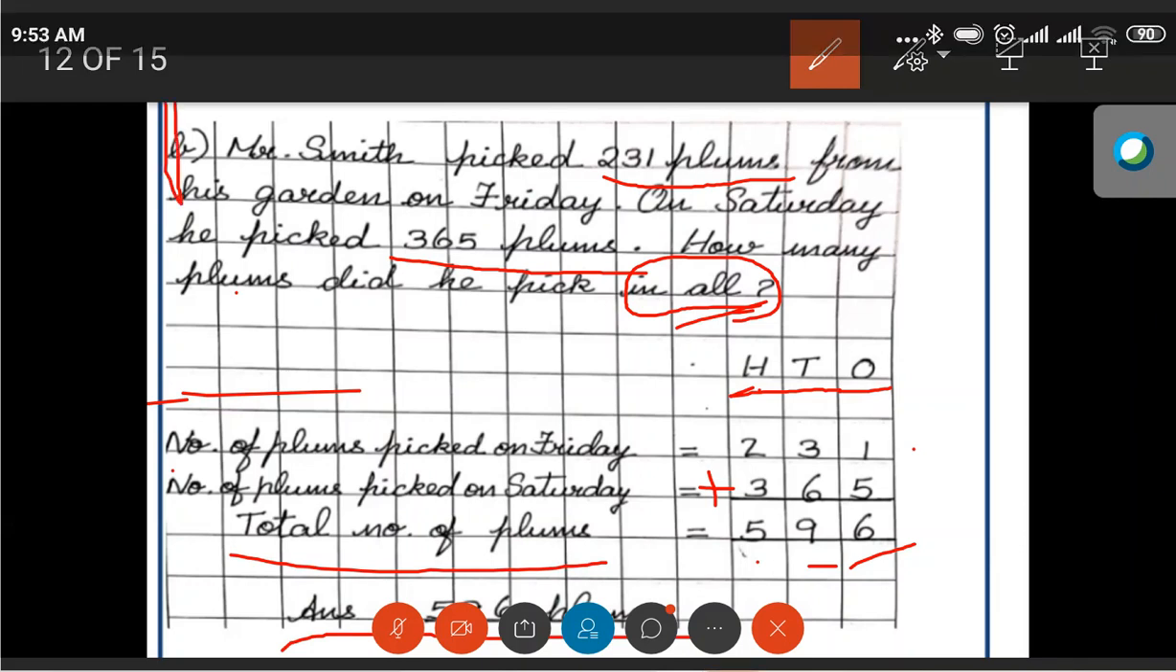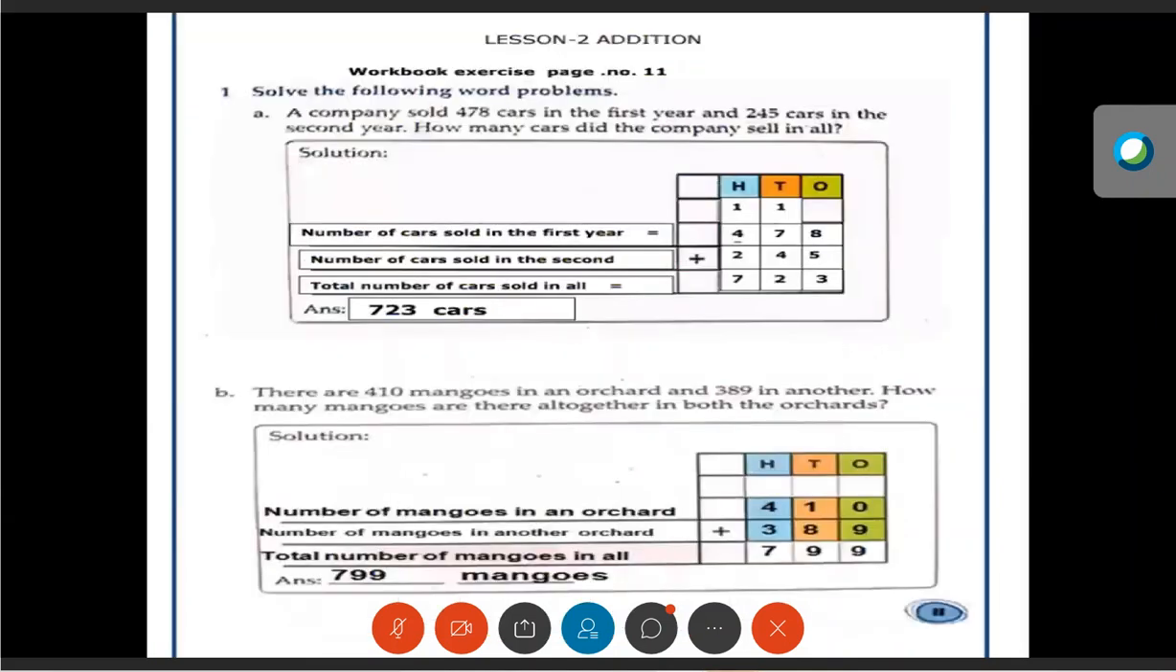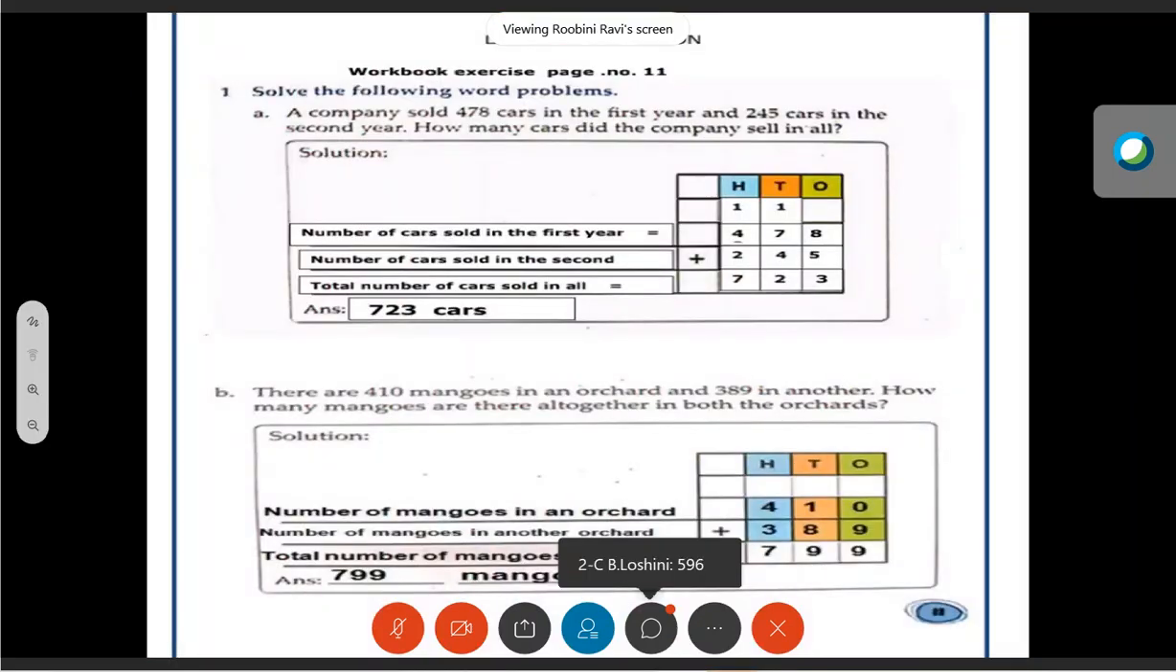596 plums. Okay. Next sum. So this is your workbook exercise. Okay. So page number 11, you have to do this. First read the sum.